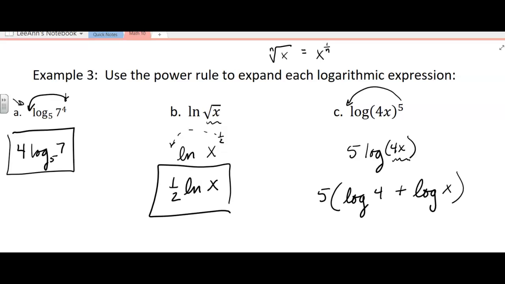Then you could distribute the 5 if you wanted to. I don't think they want that. I think they just want this here. We're just practicing the power rule, but this is where we're headed. We're headed to things like that. Okay, power rule. 7 of our properties we've got. We just have one more. We're going to save the best for last. It's going to come later on.